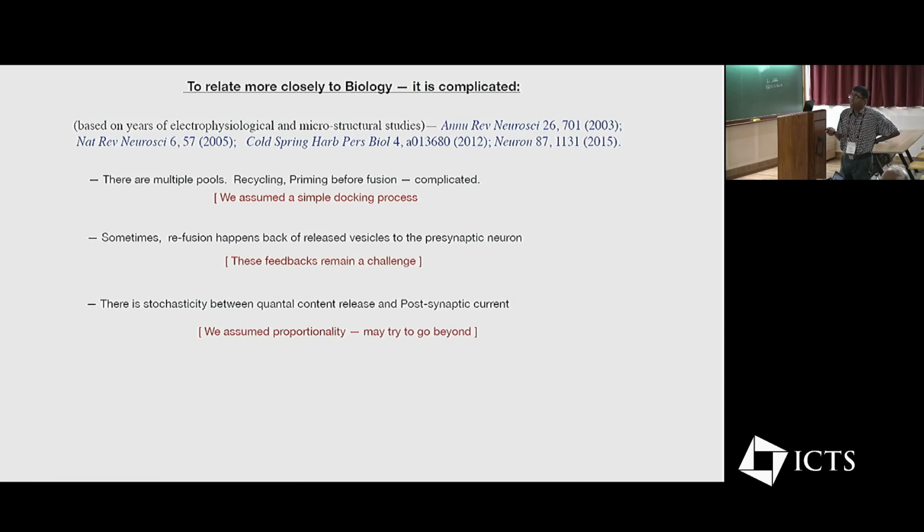Already in the past 10-15 years, it has been realized that this release I was talking of, of a single kind of synaptic vesicle, is not true. Typically, there are multiple pools. Then there are complicated processes where the vesicles, after being released, come back and are reused. So there are feedback processes. Then what I am calling the quantal release gets converted into a current. In between that, there is stochasticity, so that also can be put in. But our point was that all these complicated things can be done once you have done something simple, and that is what we were trying to get to.